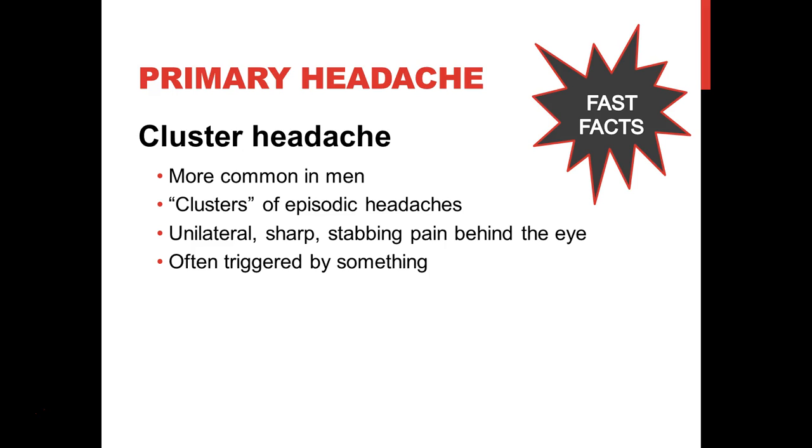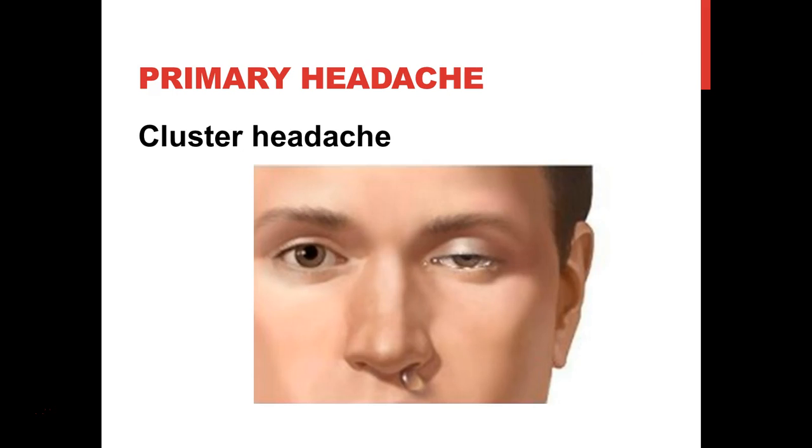Cluster headaches, when they come on, can often be traced back to some sort of trigger. And the triggers are our most common triggers for basically everything: alcohol, smoking, and emotional stress. There are some typical physical exam findings in cluster headache, and these include ptosis, miosis, lacrimation, and rhinorrhea, all on the ipsilateral side of the pain.